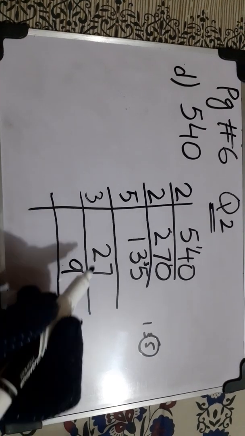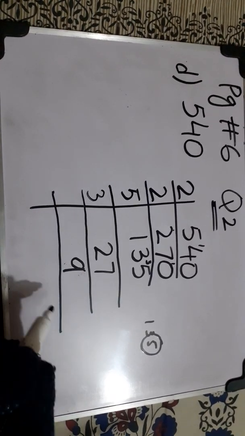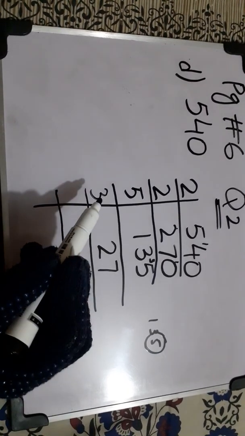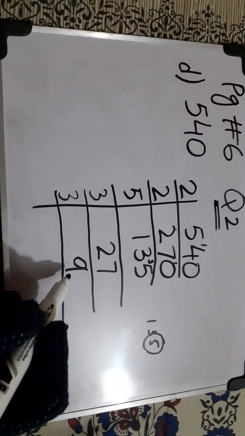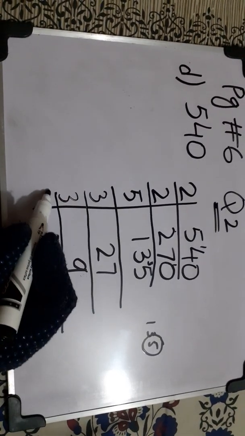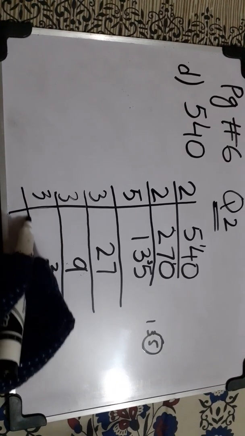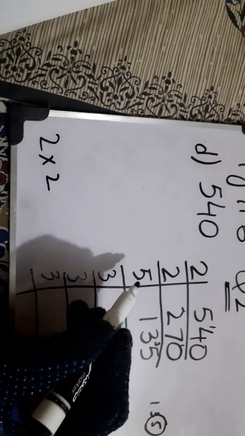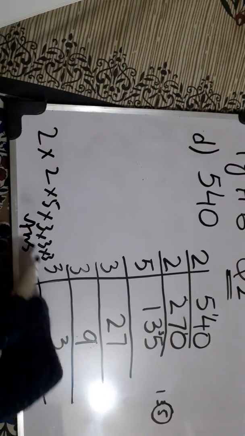Again, does 9 come in the table of 2? No, 9 doesn't come in the table of 2. Does 9 come in the table of 3? Yes, 3 3s are 9. Now 3 1s are 3. So the answer we have is 2, 2, 3, 3, 3, 5, and that is our answer.